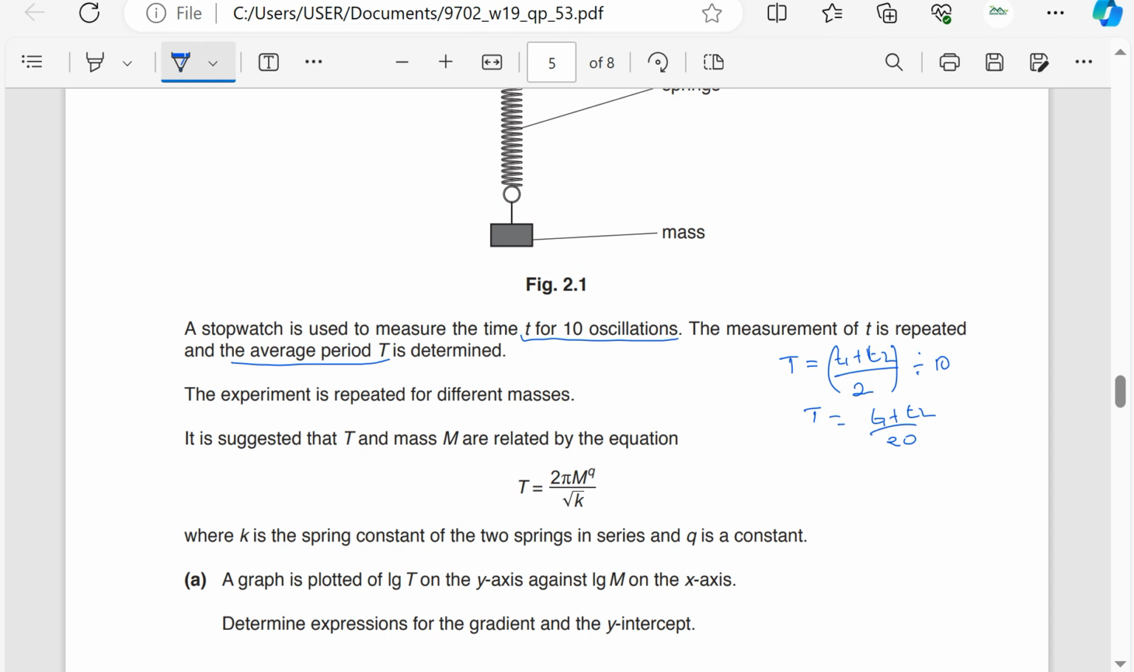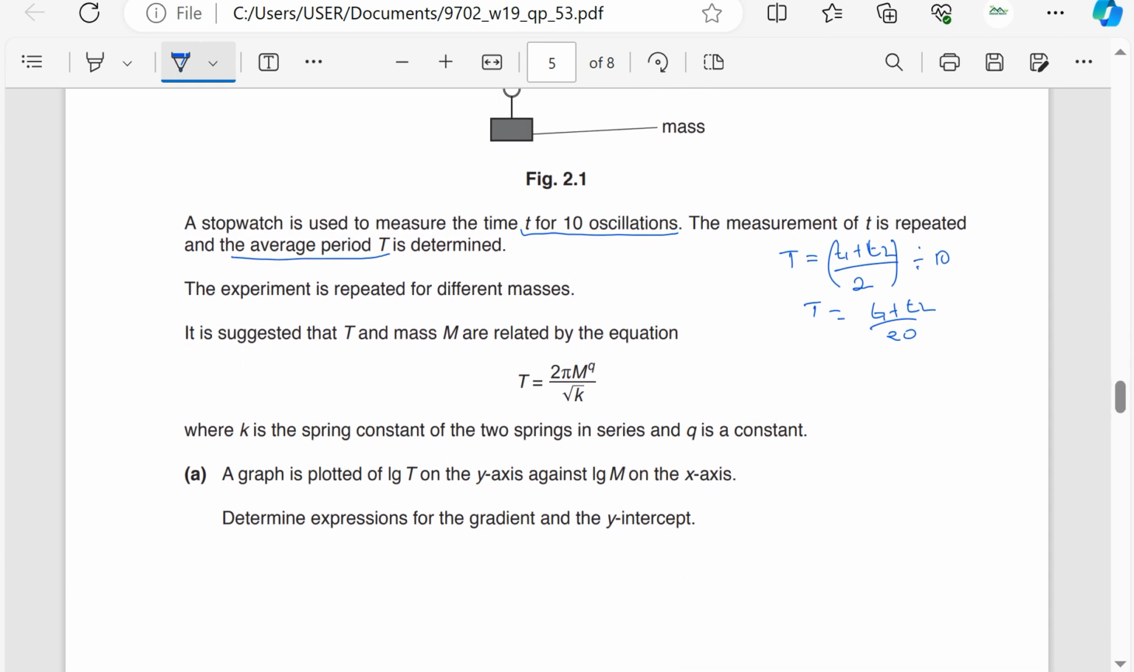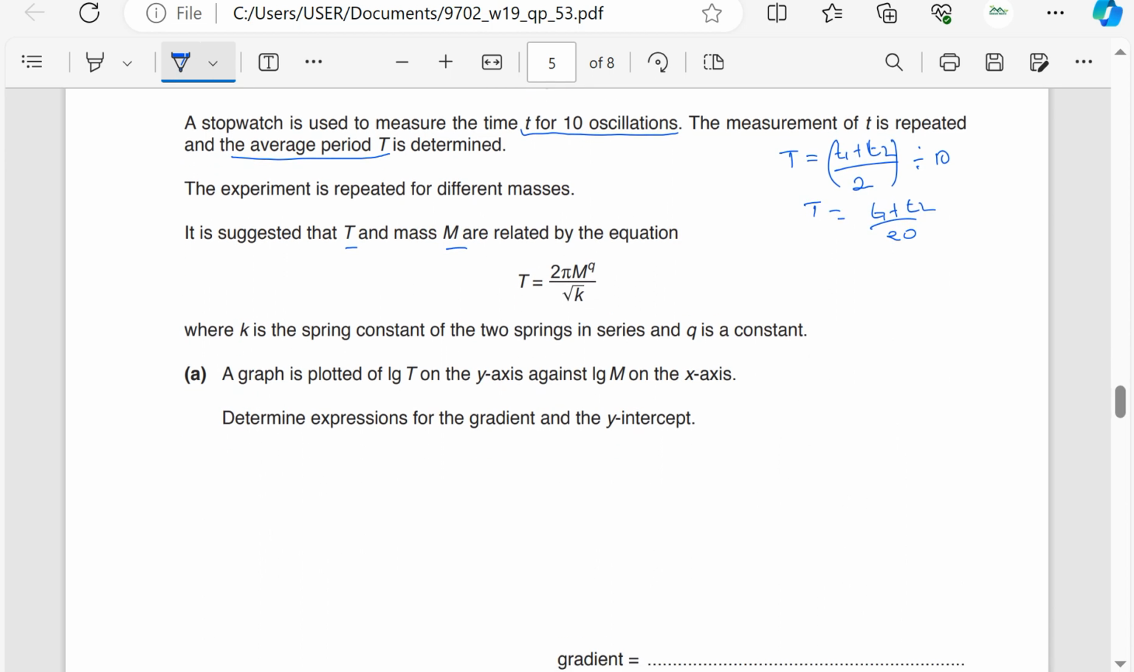The experiment is repeated for different masses. It is suggested that T and M are related by that equation, where K is the spring constant of the two springs in series and Q is a constant. A graph is plotted of log T against log M. So I must make log T the subject.